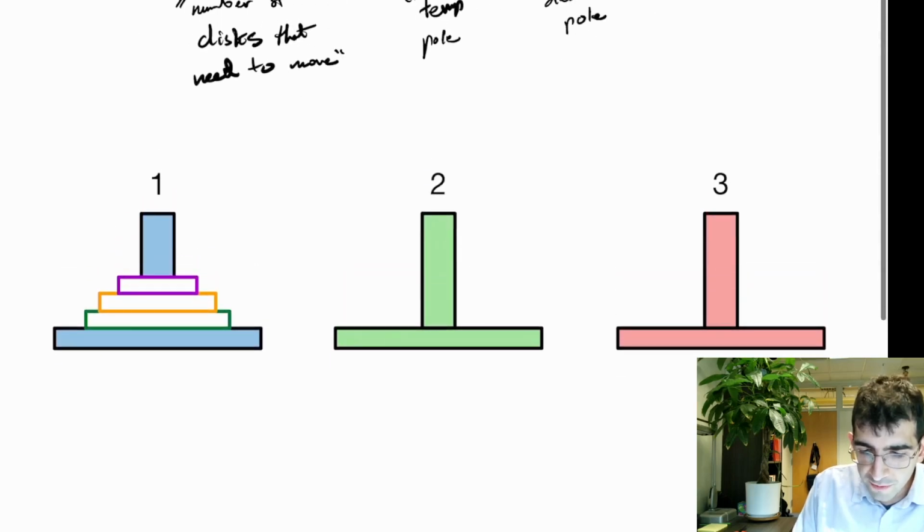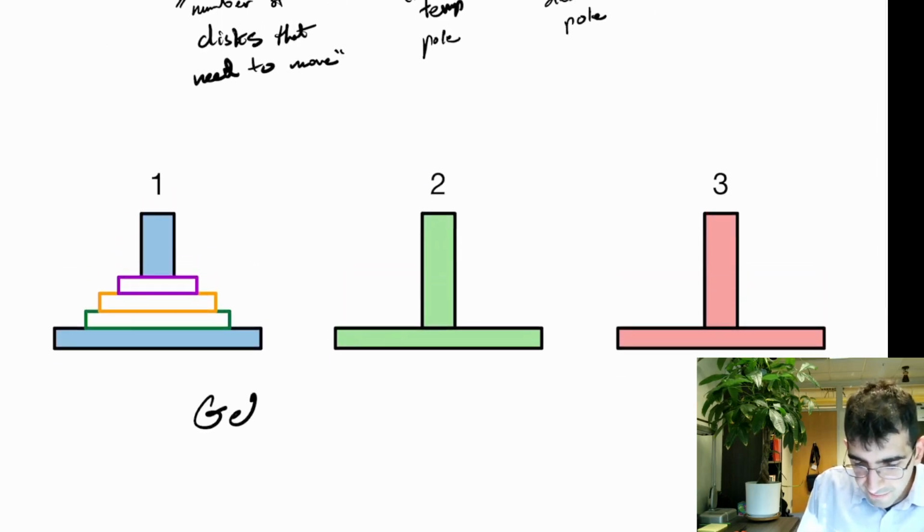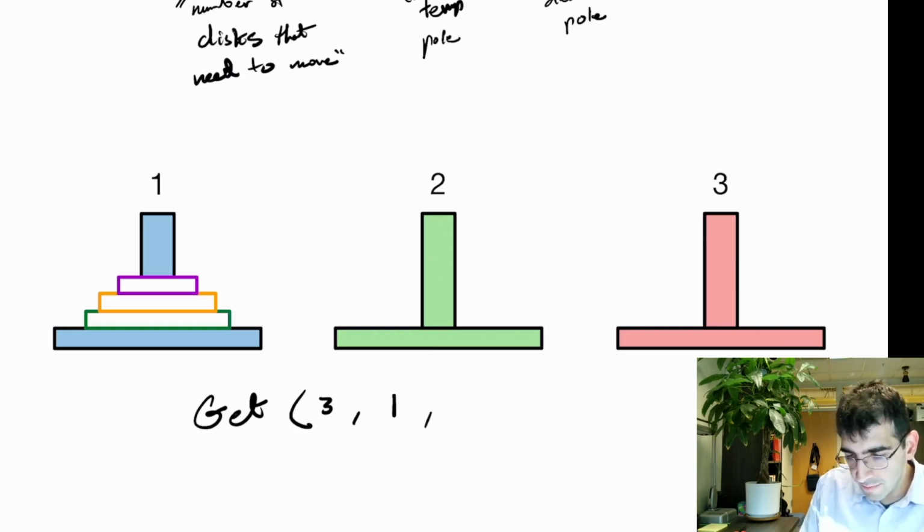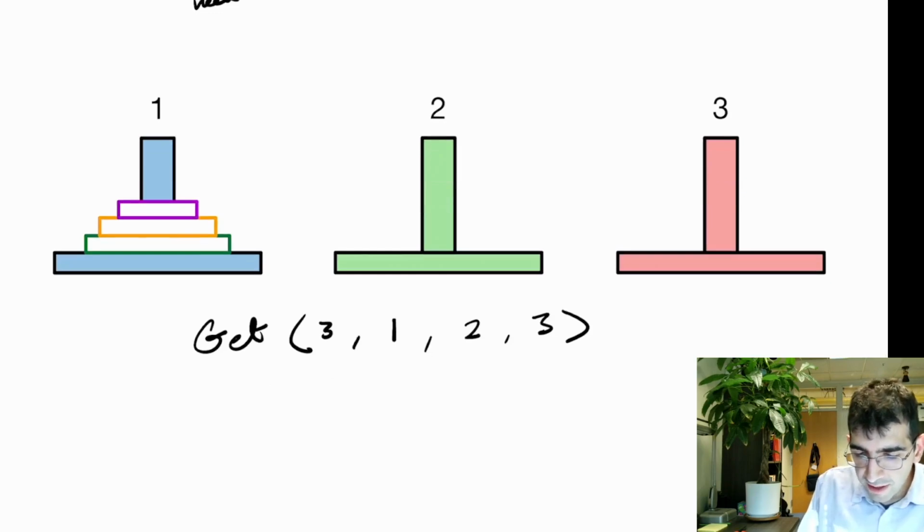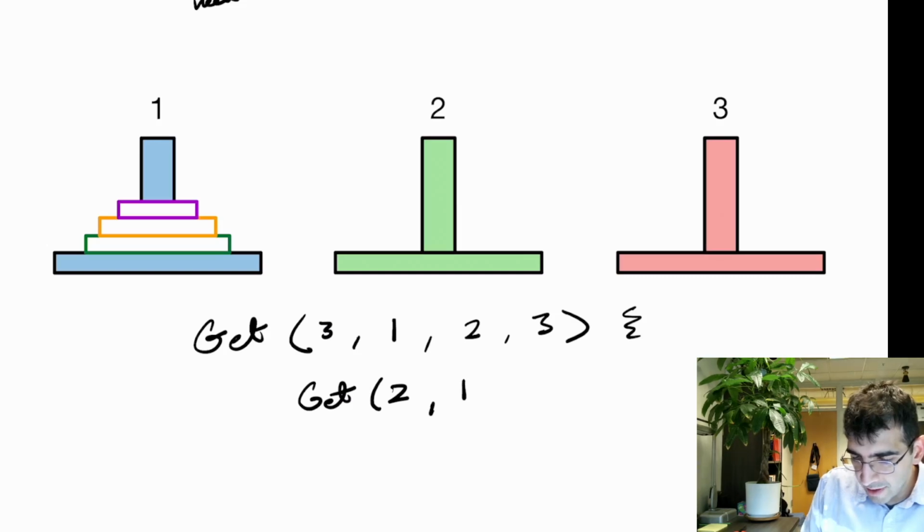Okay, so what do we do here? We need to get 3 disks from pole 1 to pole 3. And the intermediate pole is 2, right? But in order to do that, we need to first get 2 disks, these top 2 disks, from pole 1 to pole 2. And then here's the key observation.